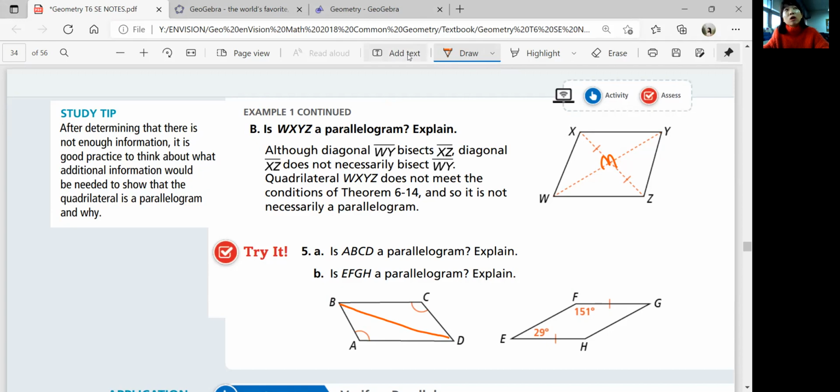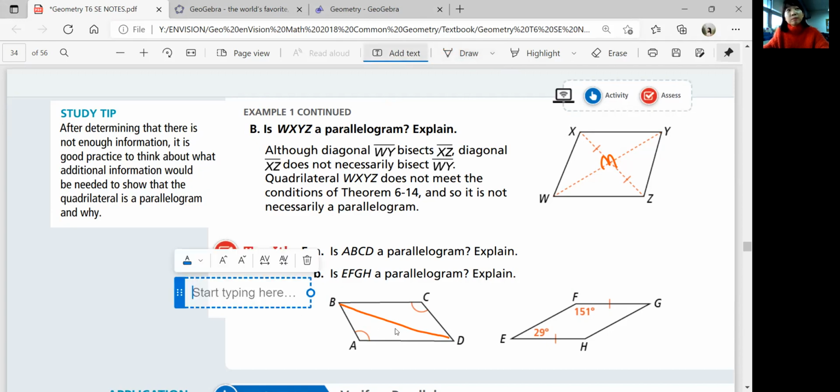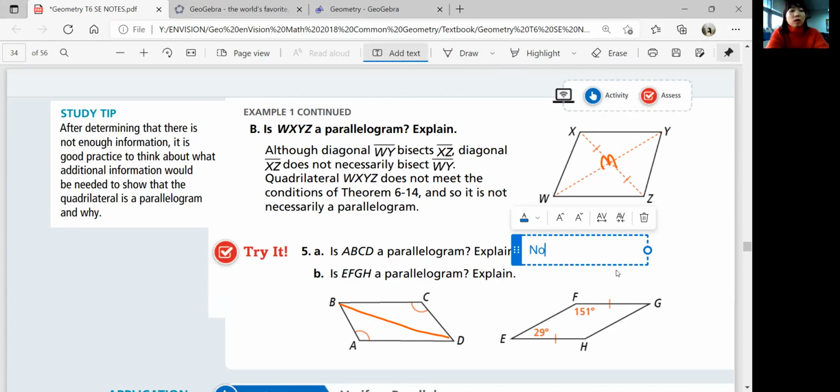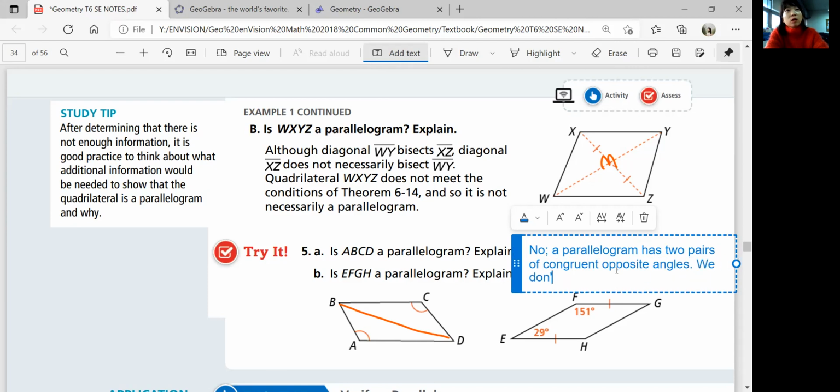Okay, so for part A, ABCD is not a parallelogram, because a parallelogram has two pairs of congruent opposite angles. We don't have enough information. Okay.